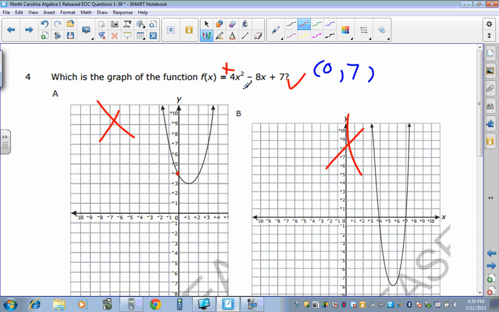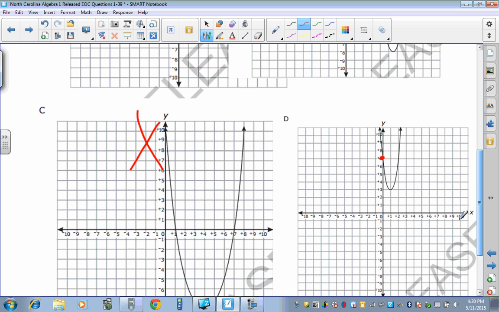We know it's concave up. Since 4 is an integer, we know also we're going to get a very narrow graph. And look how narrow that graph is. So D would be our answer.